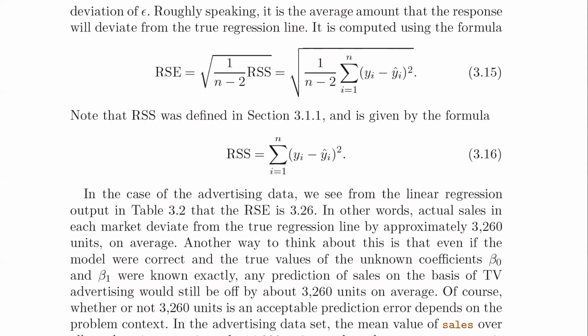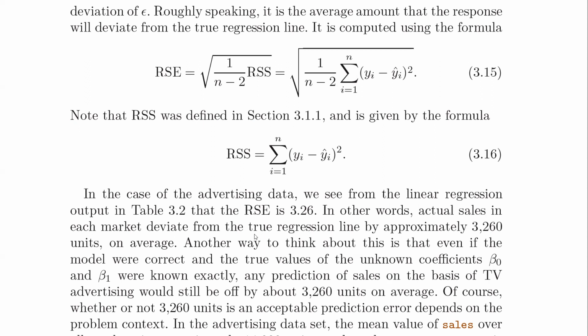The residual standard error is an estimate of the standard deviation of epsilon, right? What do we mean by standard deviation? Standard deviation is the square root of variance. And variance is, just think of how volatile the data is, how spread out it is, how different two data points are from each other. The larger your variance, the more volatility within your data. If you square root the variance, you get the standard deviation. Roughly speaking, it is the average amount that the response will deviate from the true regression line. And it is computed using this formula.